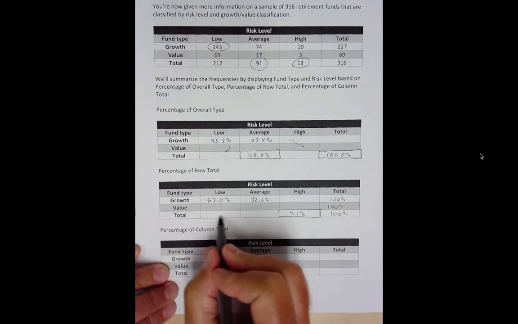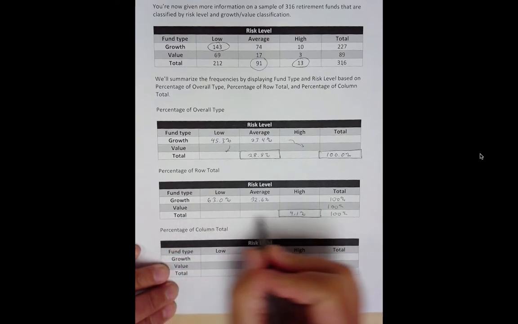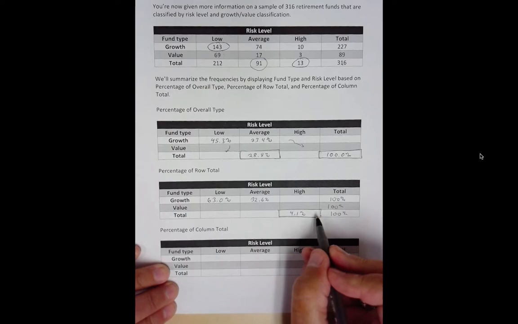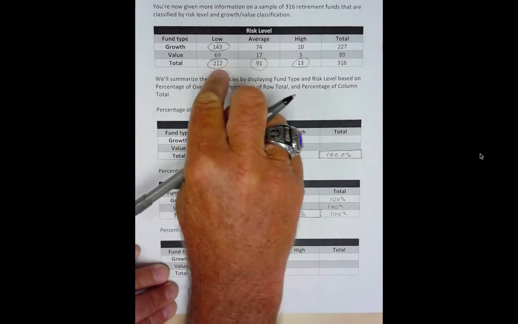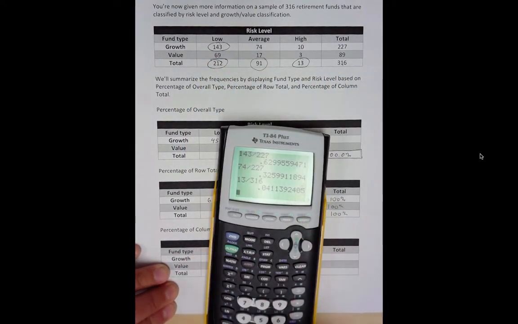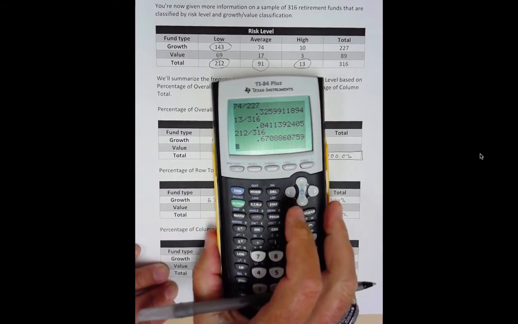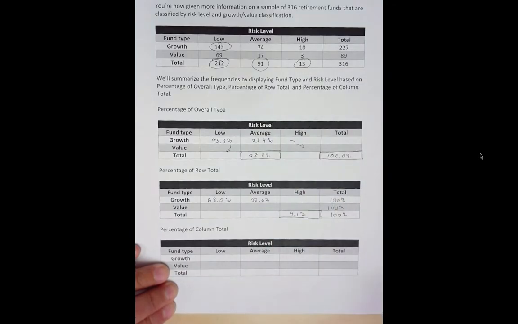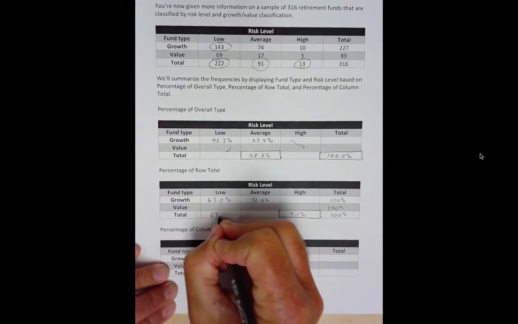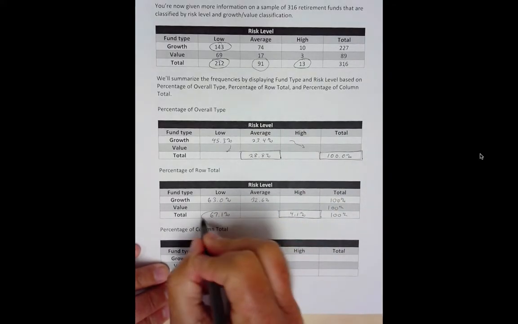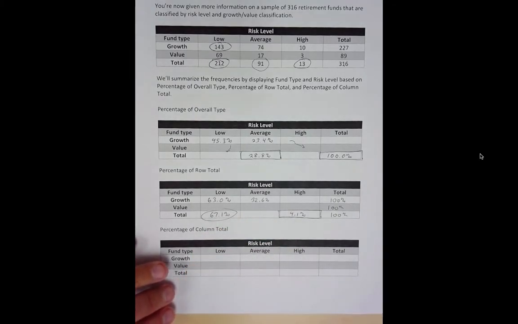But notice that the row totals here aren't 100%. Because again, we would have 212 divided by 316. I know you guys are thinking, man, I hope statistics stays this easy. It's not going to, but enjoy it while it lasts. So 67.1%.